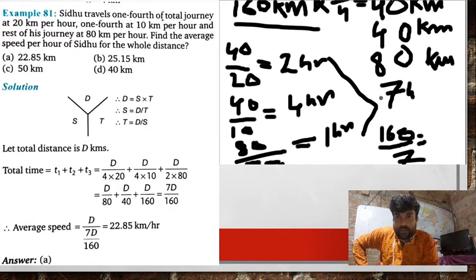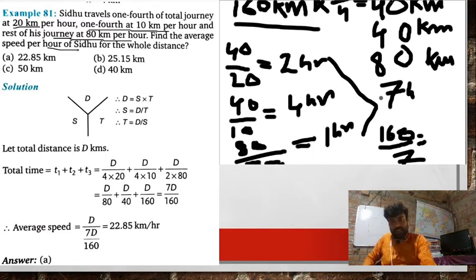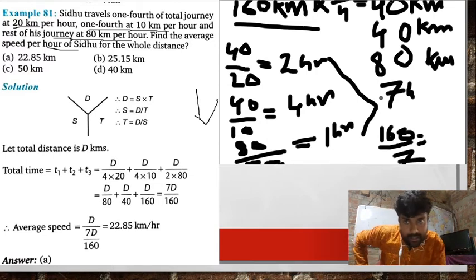Shidu travels one fourth of the total journey at 10 kilometer per hour, and the rest of the journey he goes at 8 kilometers per hour. Find the average speed. Okay, the same thing. Average speed. Here is the process in the book. I think it's a general process, but I go for another way.